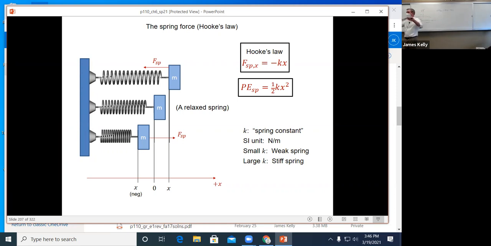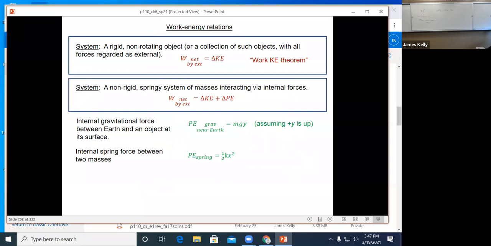Because this is x equals 0, wherever I'm measuring from here. I've stretched it a certain amount. And notice that it doesn't matter whether I stretch it or compress it. If I stretch it by 1 meter, x would be 1. If I compress it by 1 meter, x would be -1, but it's being squared, so the minus sign goes away. I'm storing the same amount of potential energy in it, whether I compress it or stretch it, if it's the kind of spring that you can compress, okay?